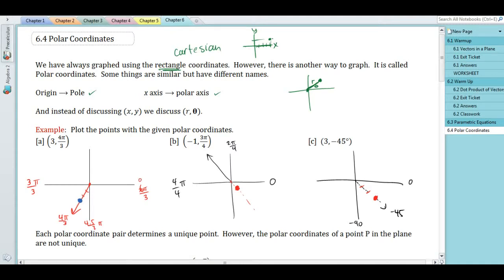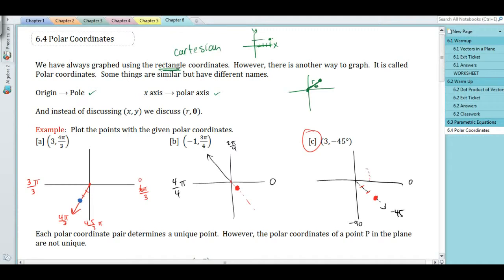Now, the one thing you might notice is that I knew exactly where the point was and I graphed it. So every polar coordinate pair tells you a very unique point. But the weird thing is, every point is not unique. In other words, I could describe those points in a bunch of different ways, right? Like one of the ways, we just graphed negative 45, that last one we did, C. We did negative 45 degrees, and then we went 3 units.